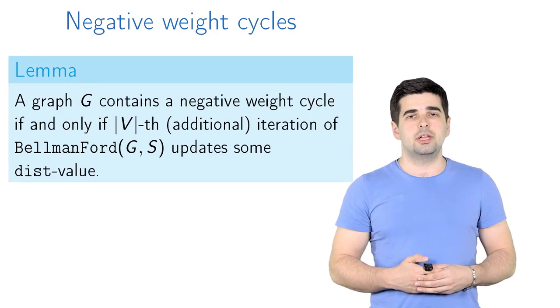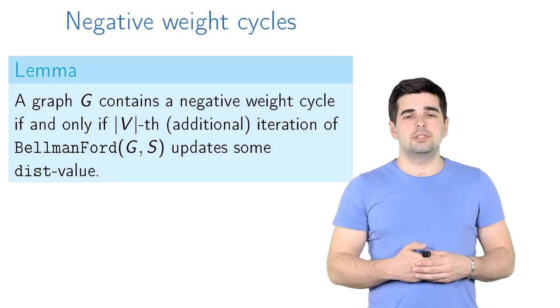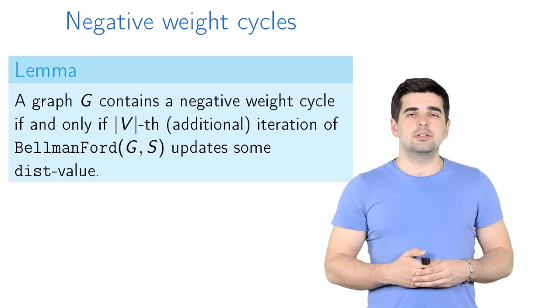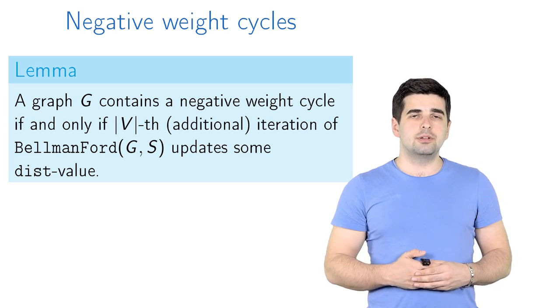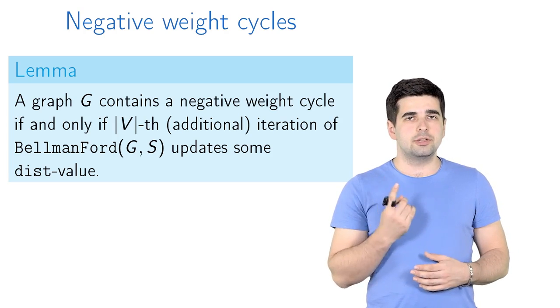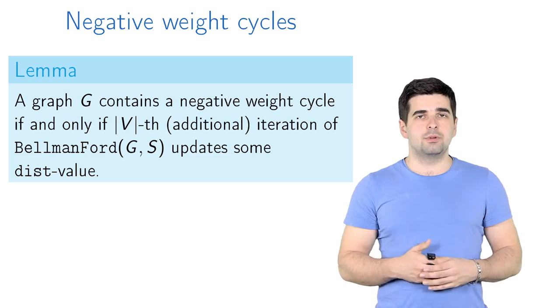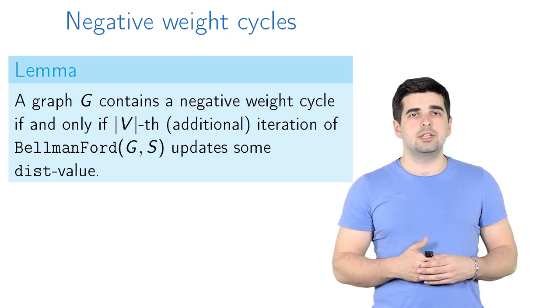And this lemma will help you. It says basically that there is a negative weight cycle in the graph if and only if you make one additional iteration of relaxation in the Bellman-Ford's algorithm and some edge is relaxed.